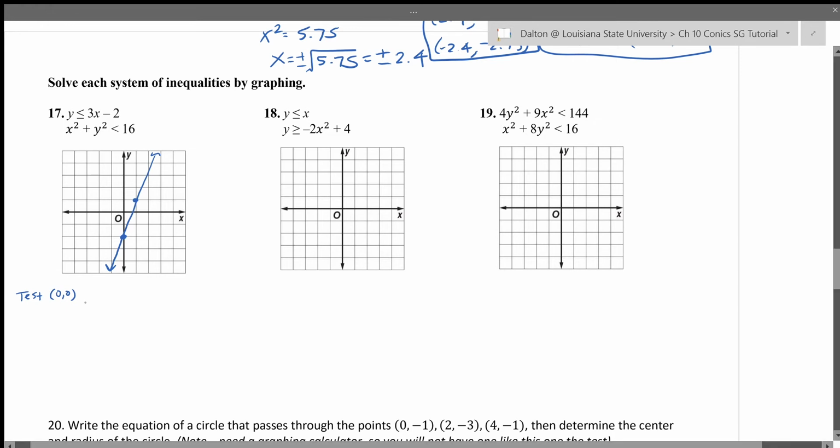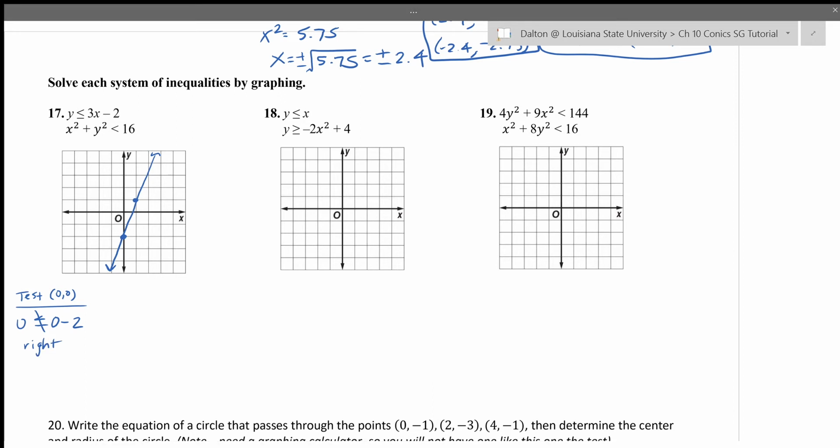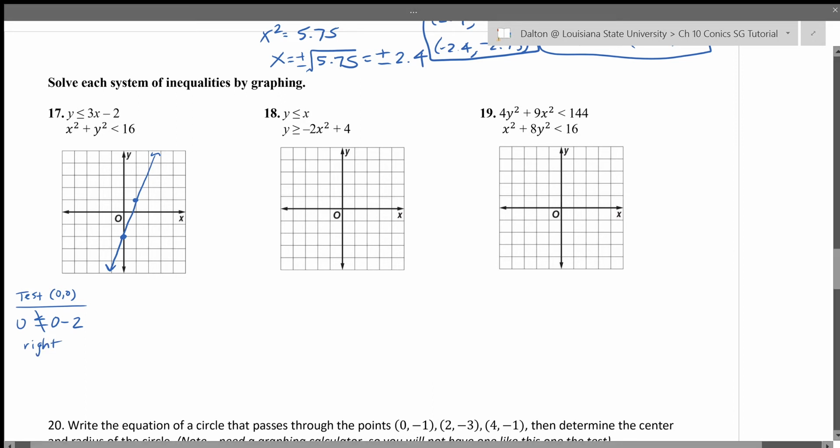So if I test the point 0, 0 for that inequality, I get 0 is less than or equal to 0 minus 2, which is 0 is less than or equal to -2. This is false. Since this is false and 0, 0 is on the left side of that line, I know that I'm going to need to shade on the right side of that line, which I'll save for last.